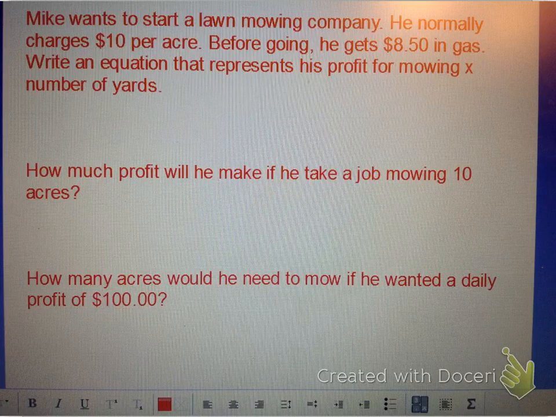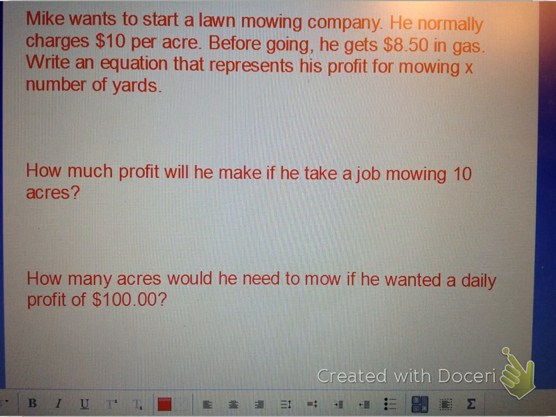Okay, guys, so this is going to go over writing equations and what to look for in some word problems for linear equations. So this one says Mike wants to start a lawn mowing company. He normally charges $10 per acre. Before going, he gets $8.50 in gas. Write an equation that represents his profit for mowing X number of yards.